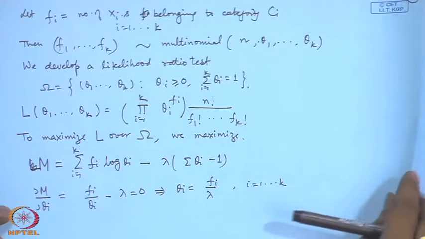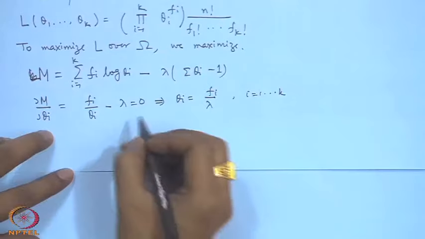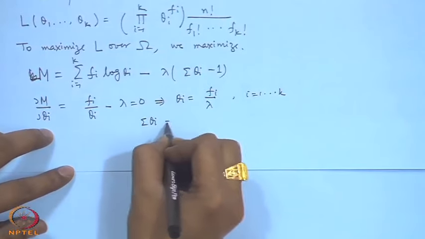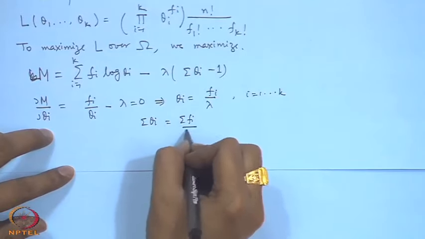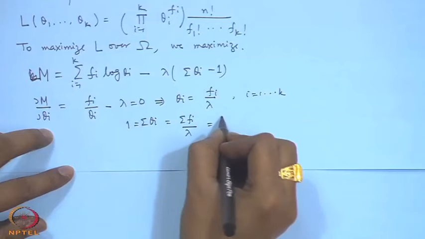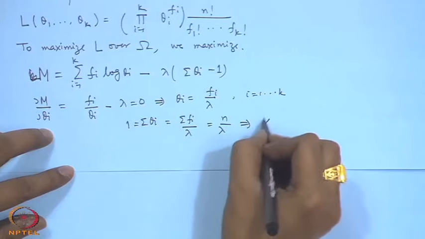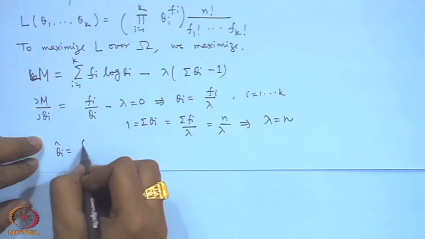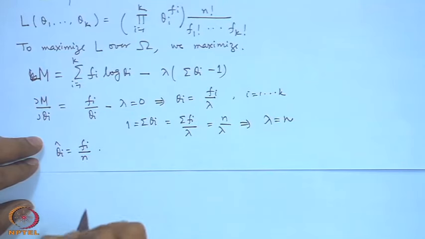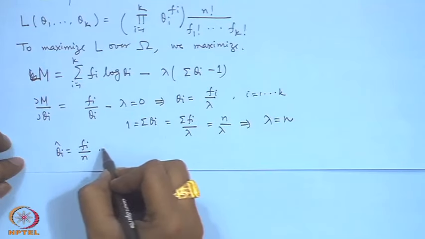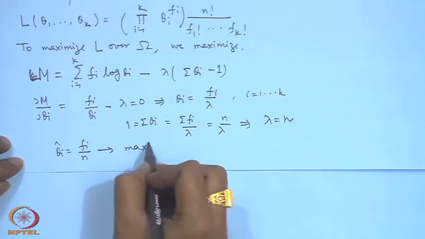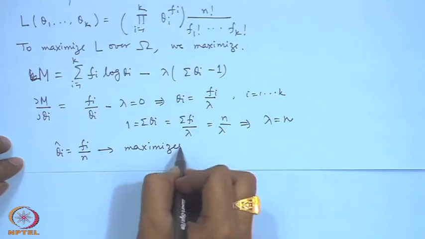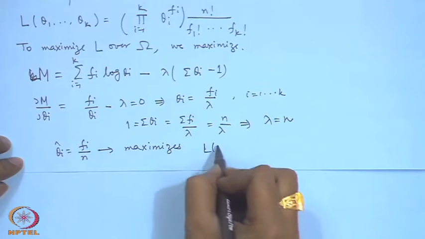This gives me the value of lambda, because I can apply the condition here: sigma theta i is equal to sigma f i by lambda. So, this is equal to 1, this is equal to n by lambda. This means lambda is equal to n. So, theta i hat is equal to f i by n. So, this is the maximizing value of L theta.